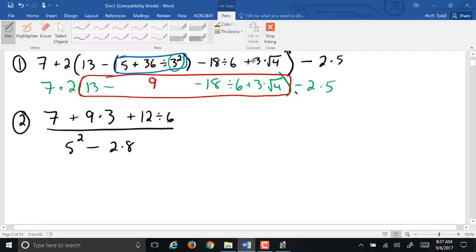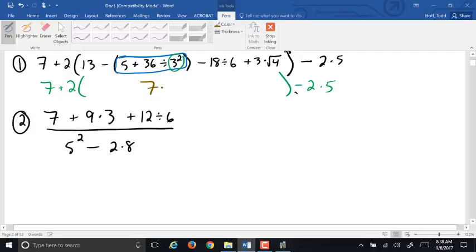In there, what do I have to do first? The exponent, the square root of 4, which is 2. Perfect. What's next? Multiply and divide. Going left to right. We have 18 divided by 6, which is 3. Next, we have 3 times 2, which is 6. Now we're down to just addition and subtraction, so we're going to go left to right. 13 minus 9, 4. 4 minus 3, 1, and 1 plus 6 is 7. So everything inside that parentheses is reduced to a 7.